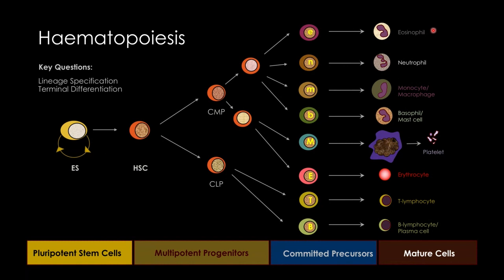What we're trying to understand is the role of key transcription factors and epigenetic regulators for this process. The key question here is to understand the lineage specification and the terminal differentiation. We've been working on different aspects of hematopoiesis. For example, my PhD student at the moment, Camilla, is working on epigenetic regulators influencing this particular lineage here, monocytes.